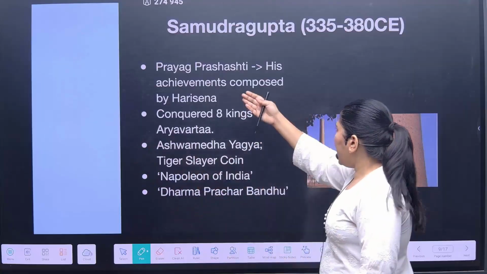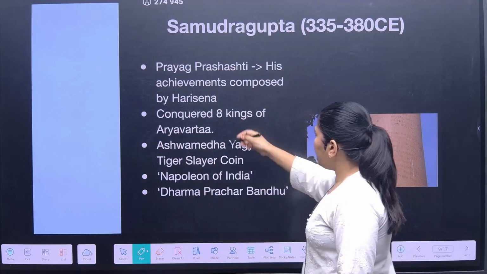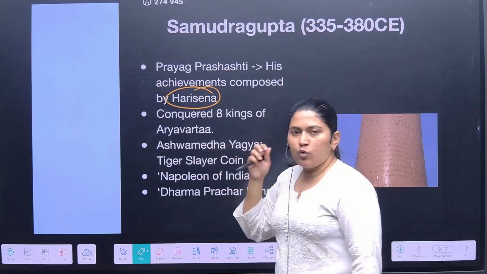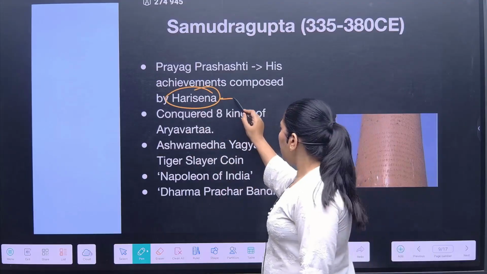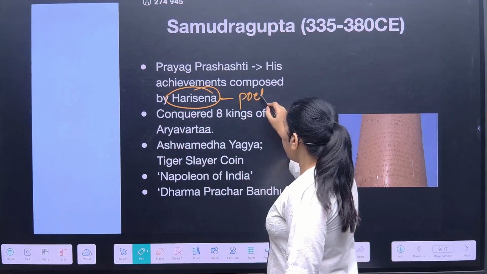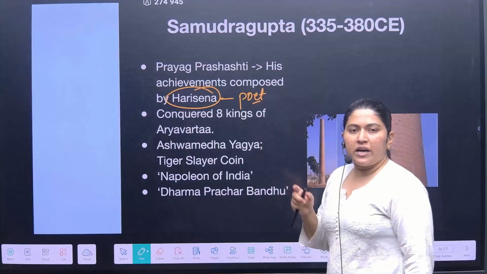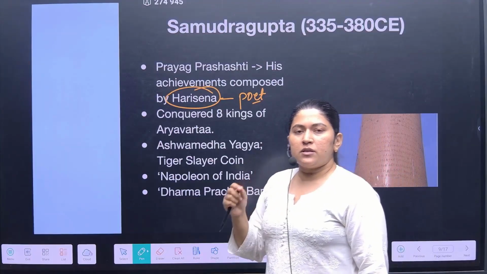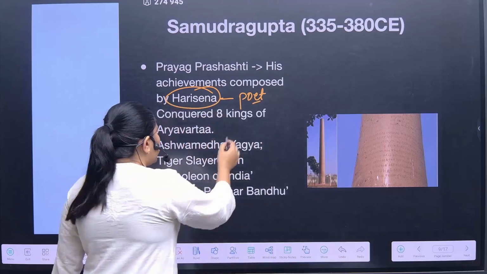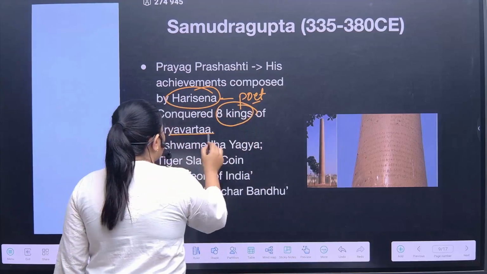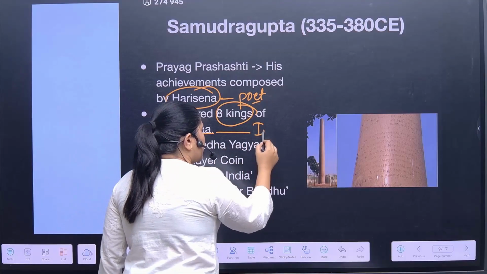Now it was his achievements which were composed by Harisena. Who was Harisena? He was a court poet during Samudragupta's time. Harisena also says that Samudragupta had conquered eight kings of Aryavrat. Now what was Aryavrat? Aryavrat was nothing but the Indian subcontinent.